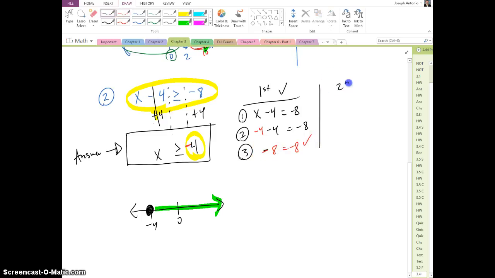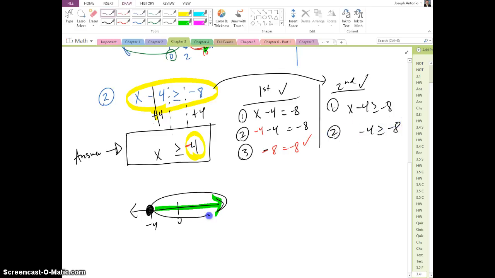Again, second check, what you want to do is rewrite your inequality. So we'll say x minus 4 is greater than or equal to negative 8. Something minus 4 is greater than or equal to negative 8. We're going to choose a number that's greater than negative 4. If 0 falls in your solution, I'm going to go ahead and plug 0 in. 0 minus 4 is negative 4, and indeed, negative 4 is greater than or equal to negative 8. So I've checked it correctly.